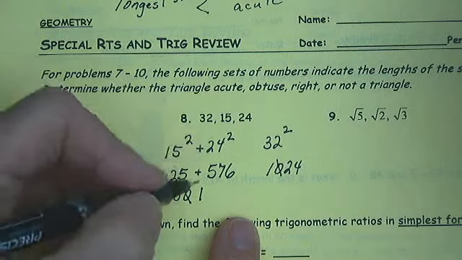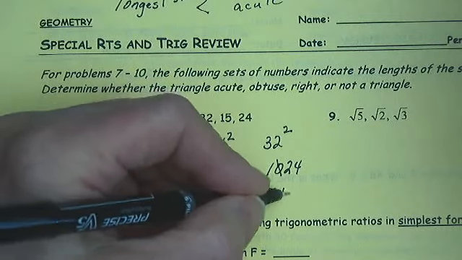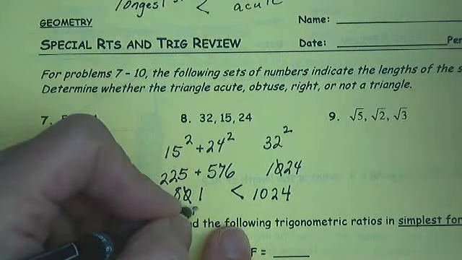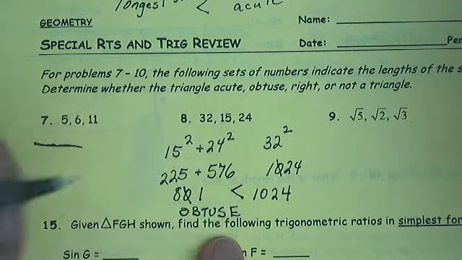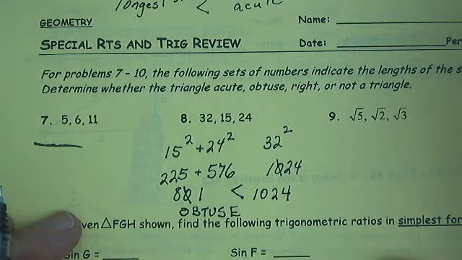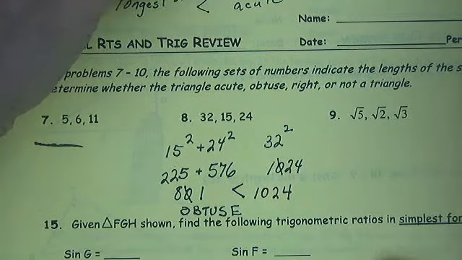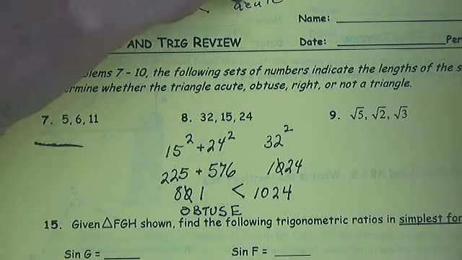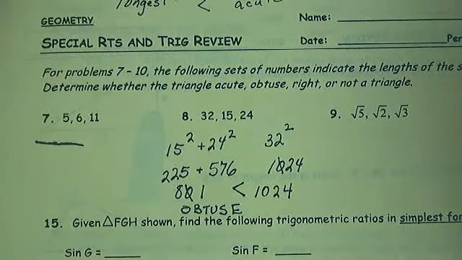801 is less than 1024. That makes this an obtuse triangle, right? Because if the longest side squared is less than the sum of the other two squares, it's acute. So this has to be obtuse. Yeah. Because it's greater than.